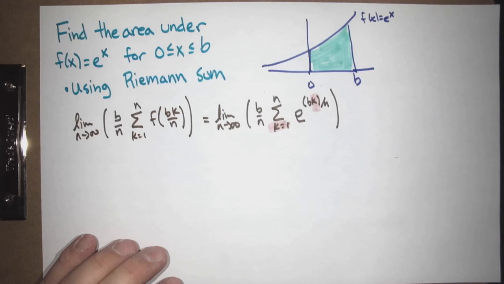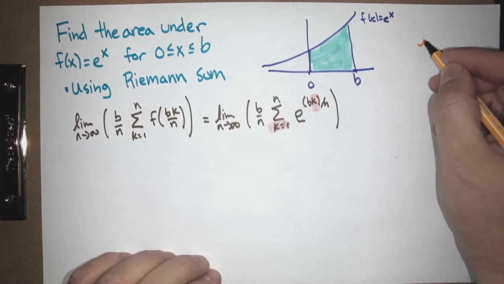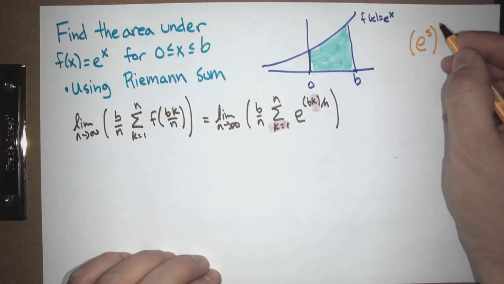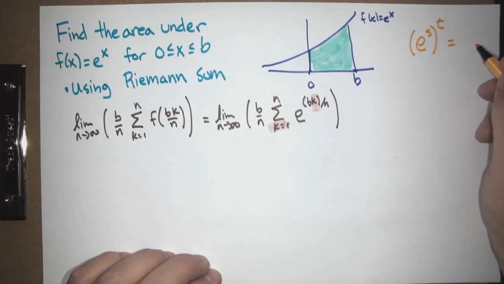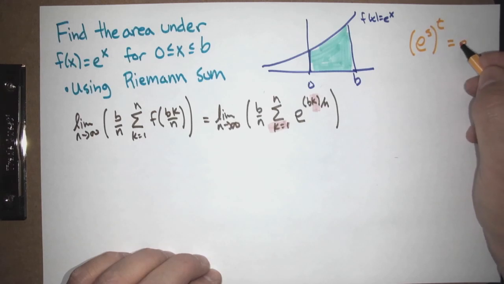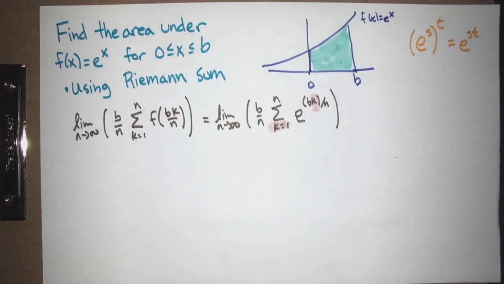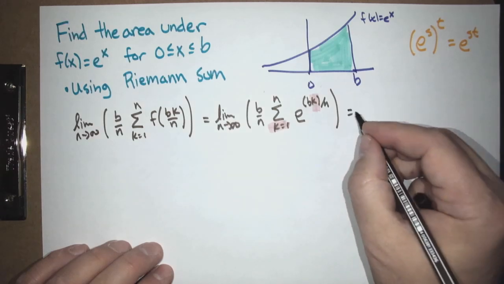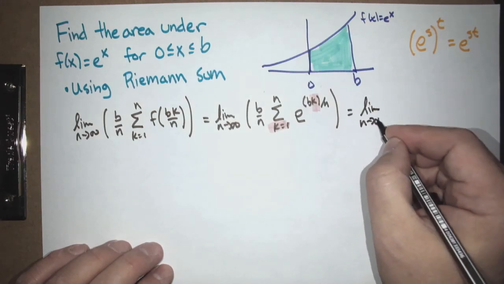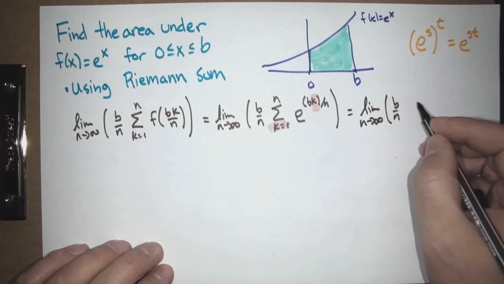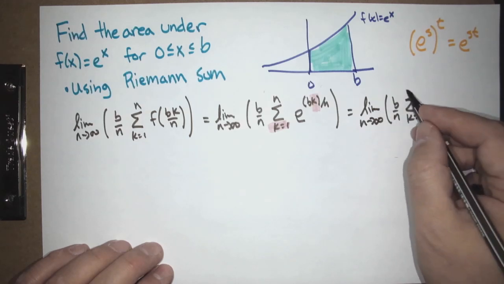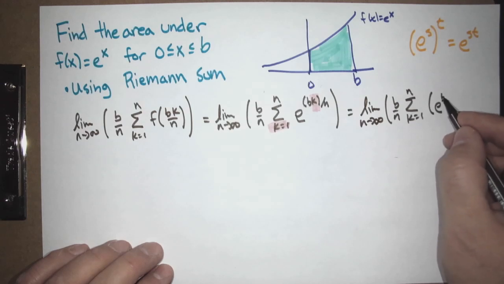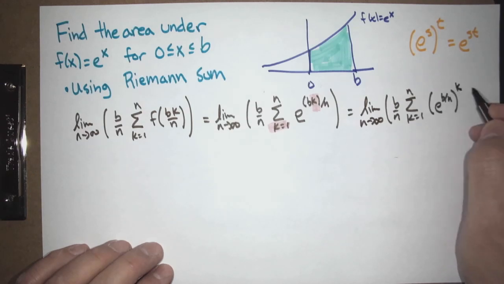So I'm going to use a fancy trick. And I'll write it down for reference. If I take e to the power s and raise it to the t, what does that equal? E to the s times t. So what we can do is we can say, oh, if you have multiplication, you can actually pull things out and think of it as a power. So this is limit as n goes to infinity, b over n, sum k equals 1 to n of e to the b over n to the power k.